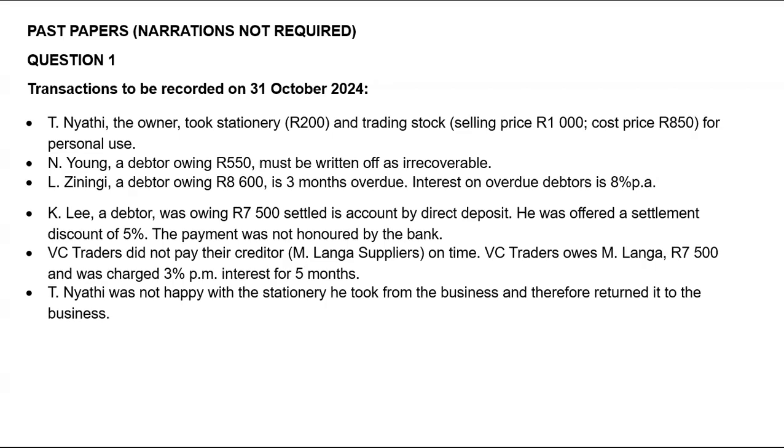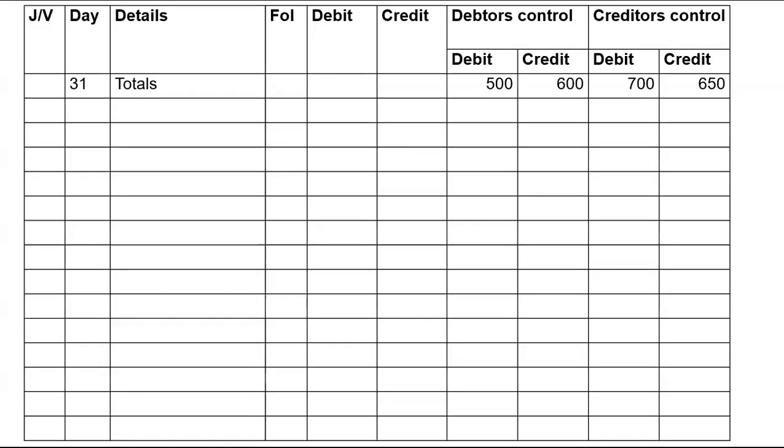Here you have been given two values, the selling price of 1,000 and the cost price of 850. At which amount are we going to recognize or record trading stock? Trading stock will be recorded at the cost price of 850. To record this, we will debit drawings, credit stationery by 200, which is an expense, and then credit trading stock by 850. Add 200 with 850, it'll give you 1,050, which is your total for drawings. Then you underline to show that the transaction is complete.